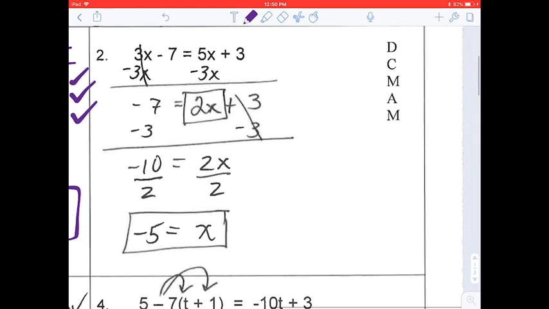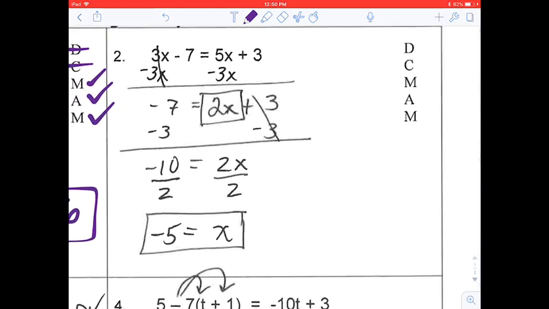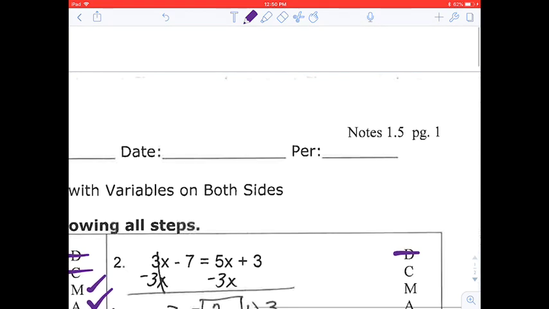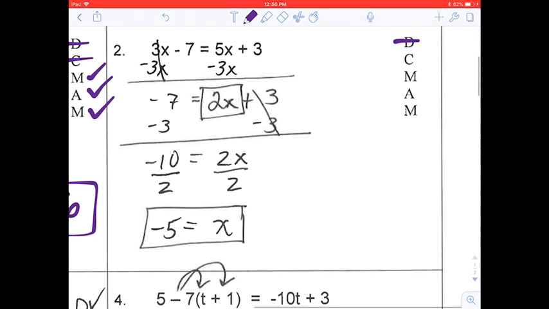Okay, question 2. It looks like they did the problem for us. Let's just go through and check their work. First thing we look for is distribution. Nope. Combining like terms, let's see. Do we have variables on the same side? I see a 3x and a 5x, but they are on opposite sides of the line. Can't combine them. Because the variables are on opposite sides, that means we need to move things.